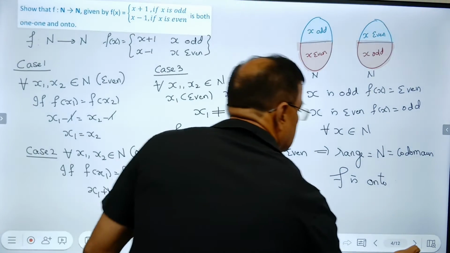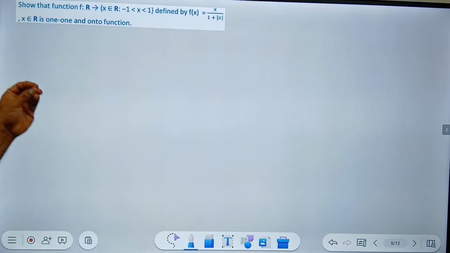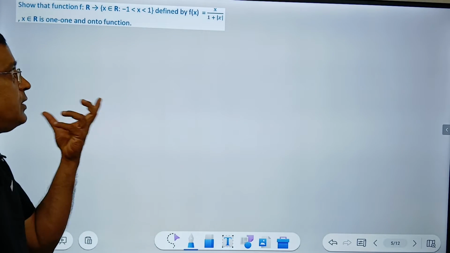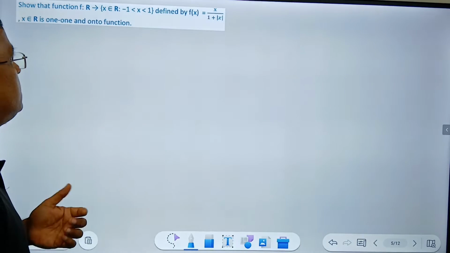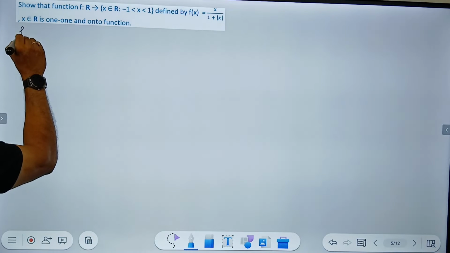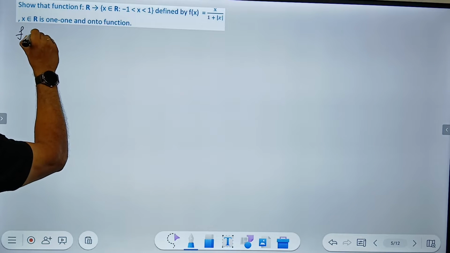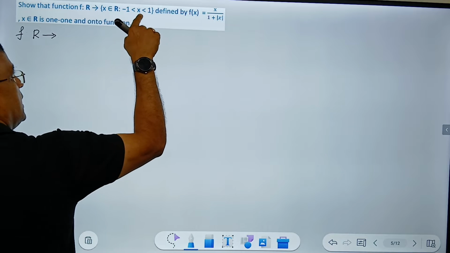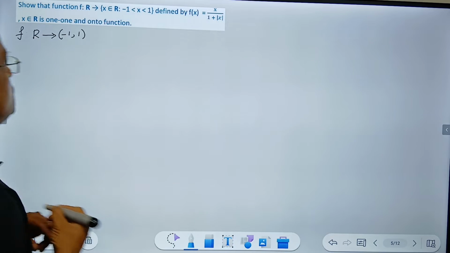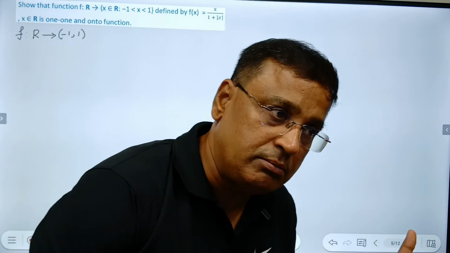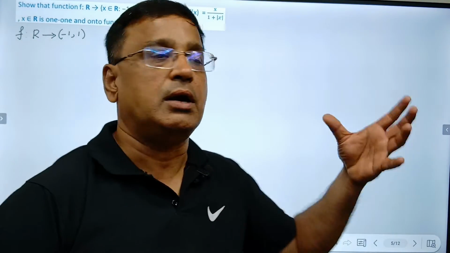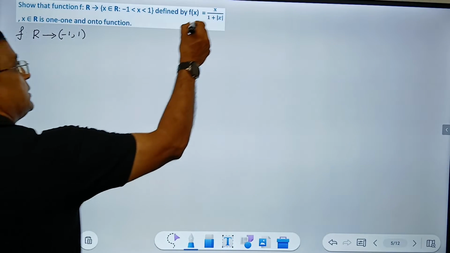Okay. Let's go to the next question. This is again a very, very important and slightly difficult question, where for the first time we are going to talk about modulus. Now look at the function: here the function is from real numbers to the open interval -1, 1. My domain is real numbers, but my codomain is not all real numbers, but part of the real numbers, that is -1, 1. And my function is defined like this.